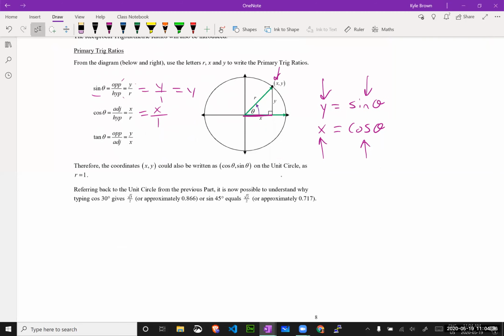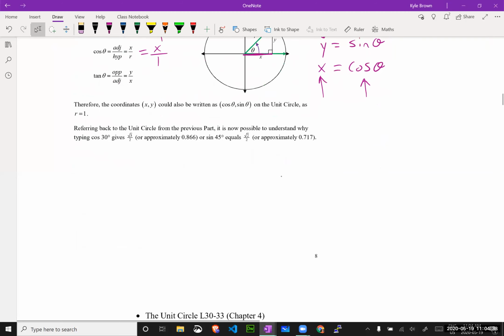Okay, so now referring back to some of the angles that we've been doing, we can actually make sense of why, let's say, typing cosine of 30 gives you root 3 over 2. So let's think about that. So if we had a triangle, and let's say we had some point, this is on the unit circle, so this was like a length of 1, and we had some point here of x and y, so that would be really the point.